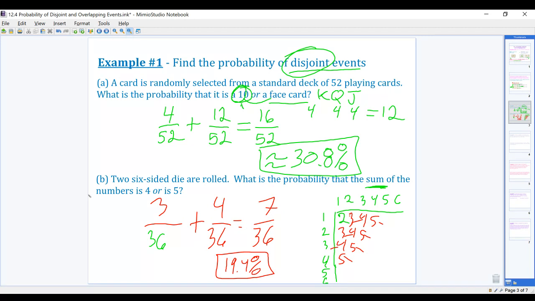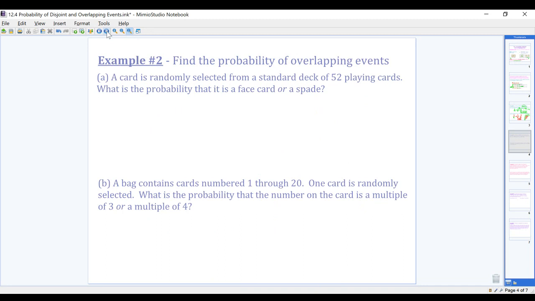Great. Let's move on to the other type, probability of overlapping events. And what you could do with some of these if you really wanted to is make a Venn diagram. The 2 circles and they overlap. That's what they mean by overlapping. And we can draw pictures to kind of help us decide what's what in these problems.